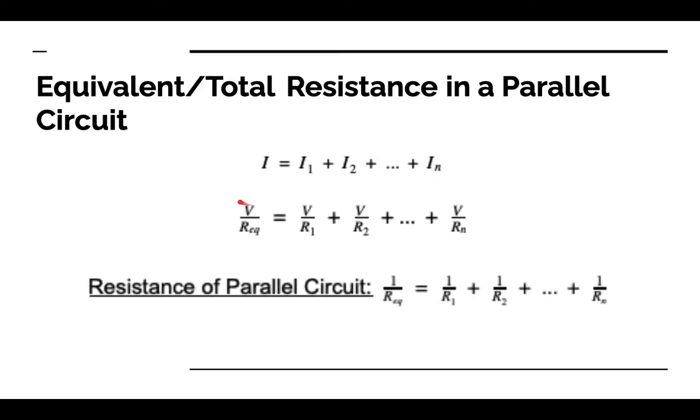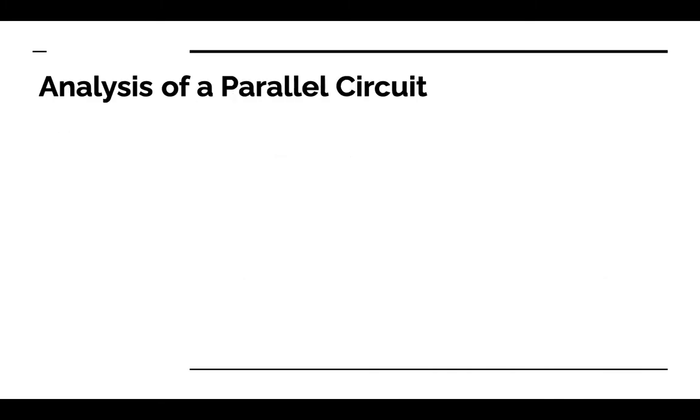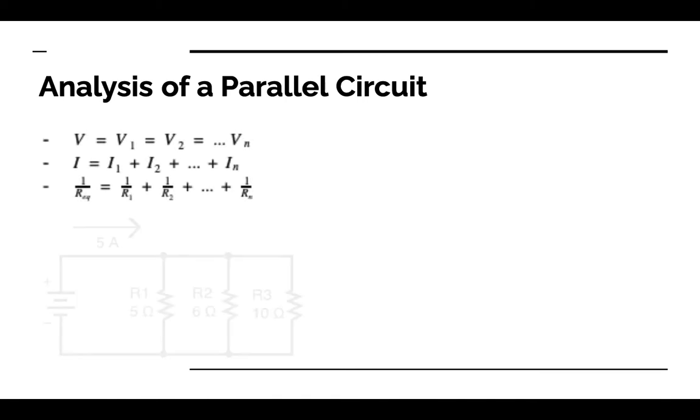So as a result, we can divide both sides by V, and that gives us the resistance for a parallel circuit. 1 over R equivalent equals 1 over R1 plus 1 over R2 plus so on, 1 over Rn, okay? So you're going to have to add fractions together and then take a reciprocal of that fraction at the end to get your equivalent resistance for a parallel circuit, okay? Which again, can be a little bit tricky here, so we'll see how to do it with a problem in a second. So let's take a look at an analysis of a parallel circuit, okay?